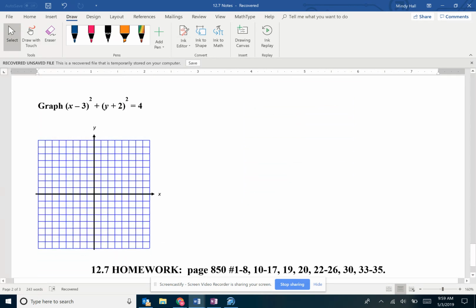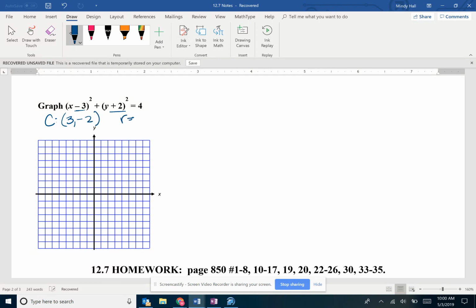So, last but not least, we have this beautiful one, and our center, again, opposite would be positive 3 and -2, and our radius is 2. So we'd come right 3, down 2 for our center. And then from the center, count up 2, left 2, down 2, right 2. And then just connect all your dots as best as you can. And that is basically it for circles on a coordinate plane.